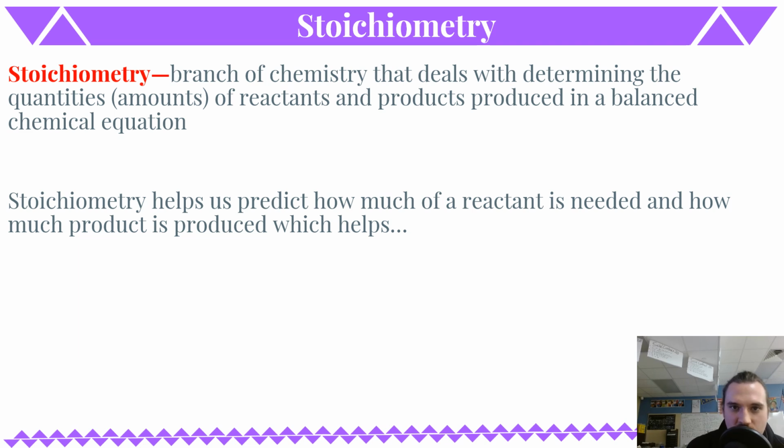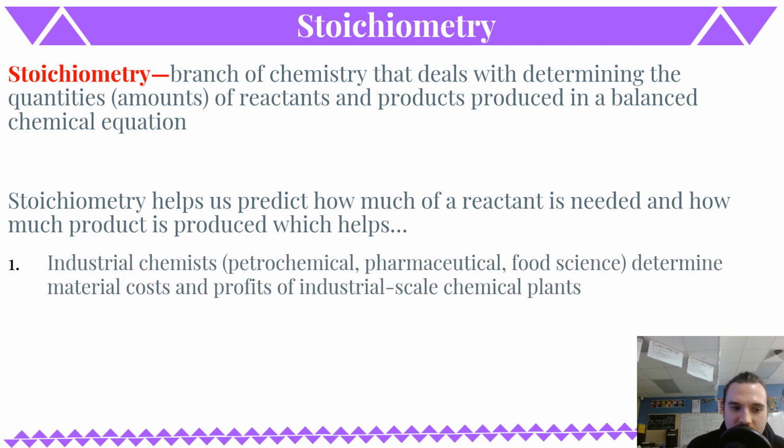So if we know these quantities, all right, industrial chemists, so anyone working with petrochemicals like gasoline, ethanol, rocket fuel, stuff like that, pharmaceuticals, so common drugs, anxiety meds, things that maybe some of us make use of. And food science, strangely enough, is also just chemistry at a certain level. Can help us determine the material costs and profits of industrial scale chemical plants.